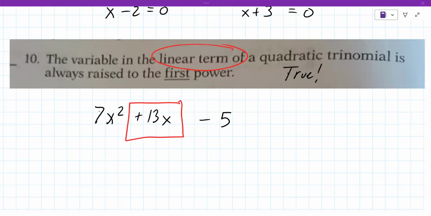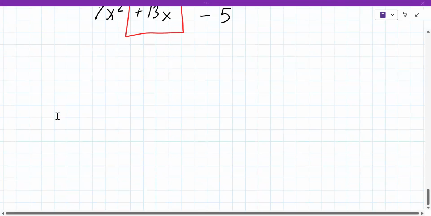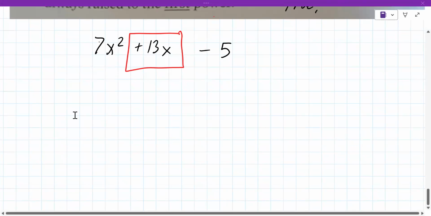Not too tough. But still, let's move on to number 11 here.